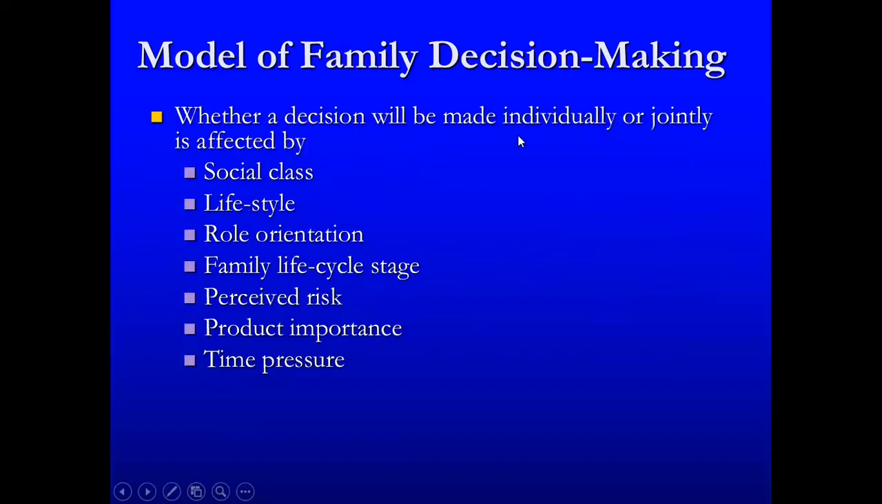So whether a decision will be made individually or jointly by a family or in a family is affected by social class, lifestyle, role orientation, family life cycle stage. We have seen family stages in my previous slides. Perceived risks, product importance, and time pressure.